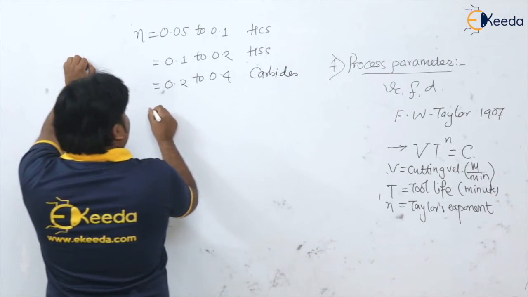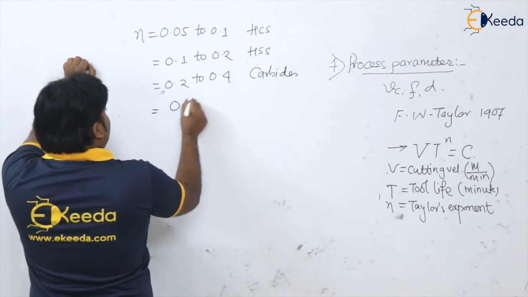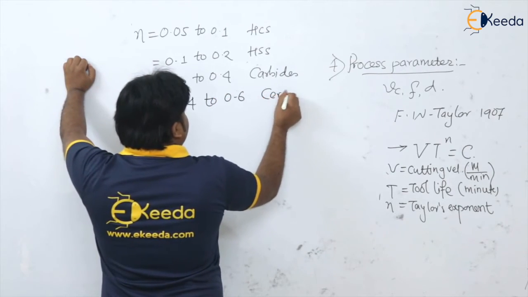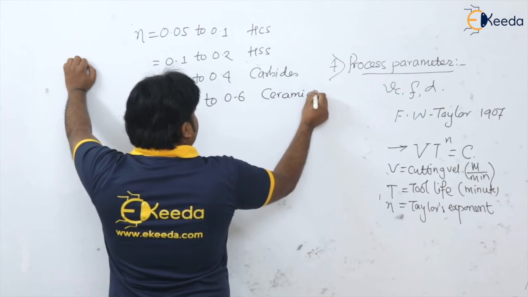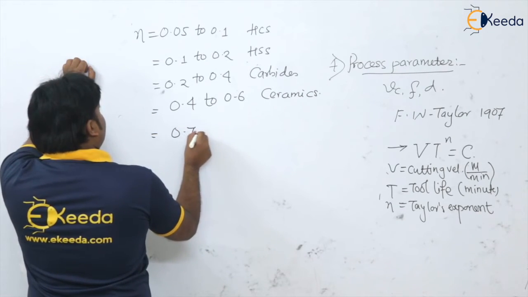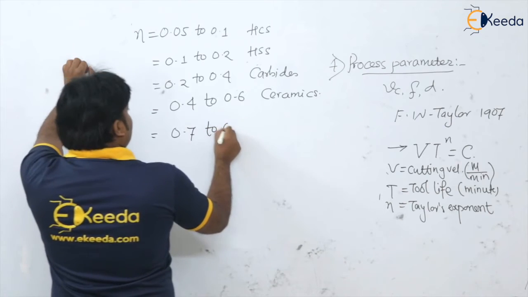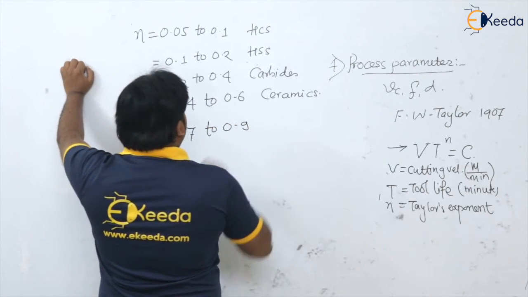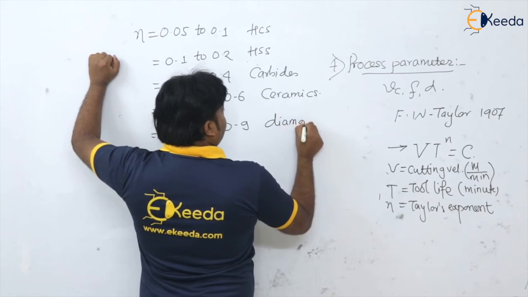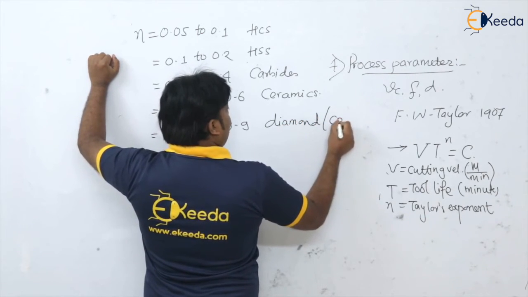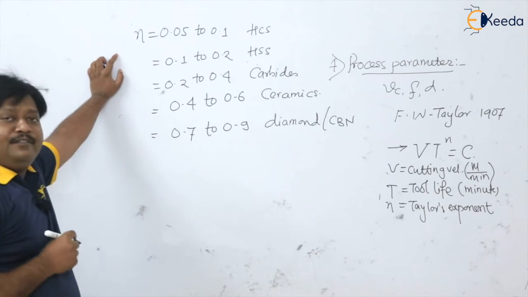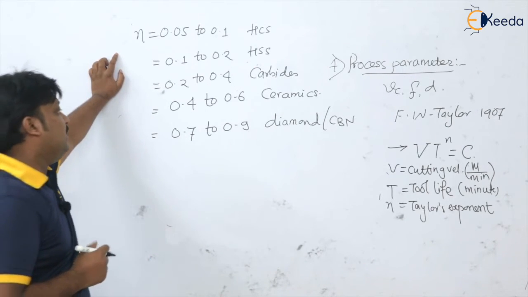When you are using the ceramics, this value will be from 0.4 to 0.6 for the ceramics, and this value of n will be from 0.7 to 0.9 when you are using a tool material like diamond or cubic boron nitride. Okay, so this is the value of Taylor's exponent n.